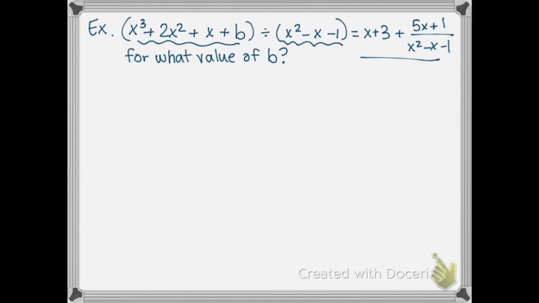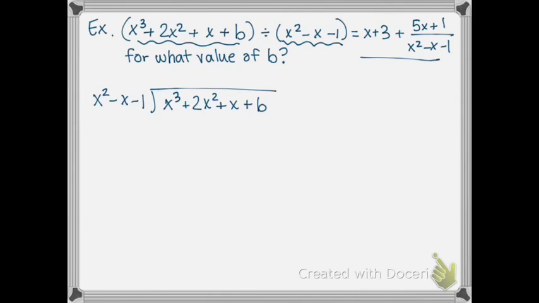So we're going to start this off just by doing long division like we did on the two previous screens. So I'm going to leave that b there. That might be a little bit awkward for y'all, but that's okay. It's going to help us get to what we want. Let's divide that by x squared minus x minus 1.